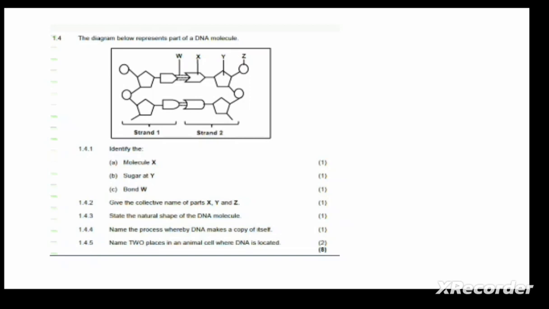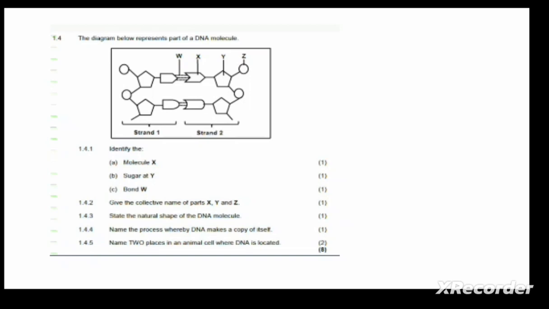Let's look at the next question. It says, state the natural shape of a DNA molecule. That is double helix. And then we have name the process whereby DNA makes a copy of itself. That is DNA replication. The last question says, name two places in an animal cell where DNA is located. We have the nucleus and the mitochondrion.